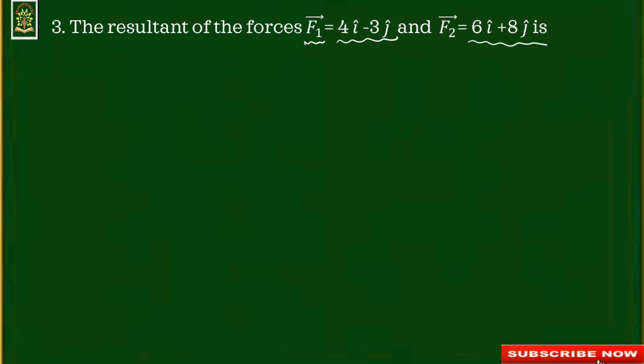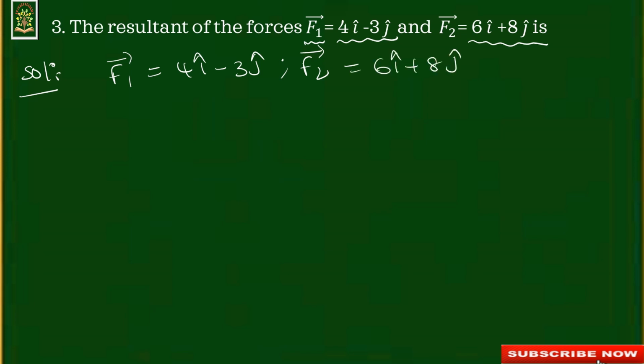Third one, the resultant of the forces F1 bar is equal to 4 i cap minus 3 j cap and F2 bar is equal to 6 i cap plus 8 j cap. Now we are finding the resultant of these two forces. Let us go to the solution. Here they given F1 bar is equal to 4 i cap minus 3 j cap and F2 bar is equal to 6 i cap plus 8 j cap.